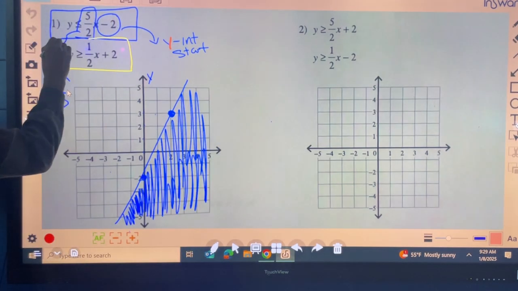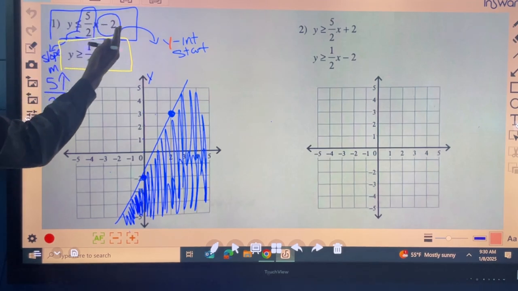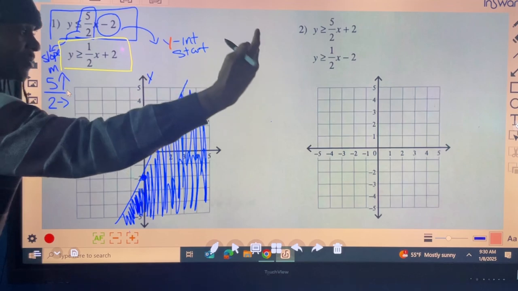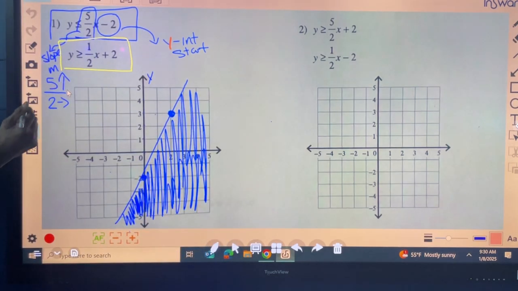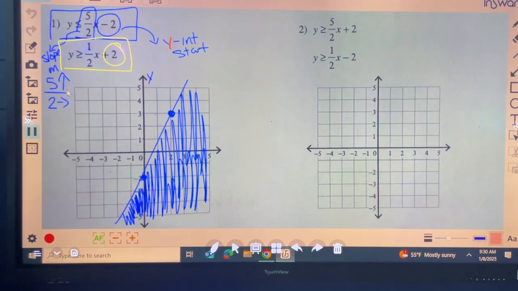Now, let's look at this here in the yellow. Same thing. First off, what form is this in? Slope intercept. So Nick, this last number, where am I starting? What's he telling me I'm doing? I'm starting where?